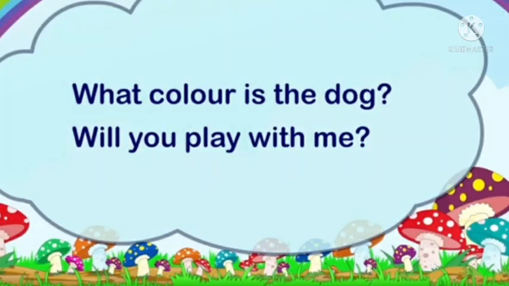Another examples. What color is the dog? Will you play with me? What do you mean by exclamation mark? What is the symbol? Yes, a straight line with a dot below it. We can use an exclamation mark at the end of a word or a sentence. It shows strong feelings like happiness, sadness, surprise, anger. Is it, children?